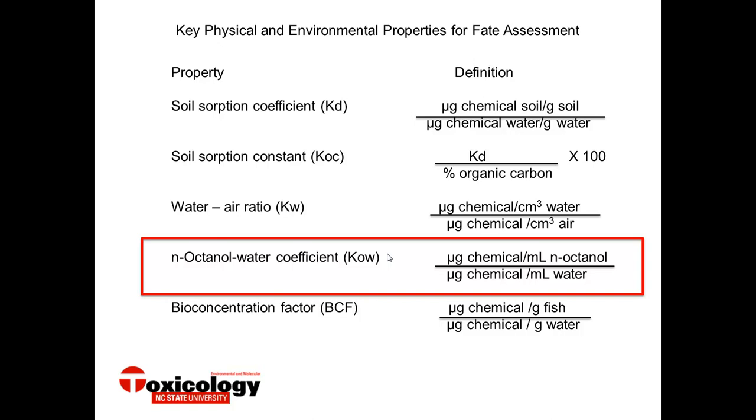So you have octanol and water in a bottle. You add a known amount of contaminant. You shake it up, separate the two phases because octanol and water won't mix, but the contaminant will go into either the octanol or the water phase. And then you take it out and you measure each phase. And the coefficient is determined by calculating the concentration in the octanol phase compared to the concentration in the water phase. And so that will tell you how hydrophobic the compound is.